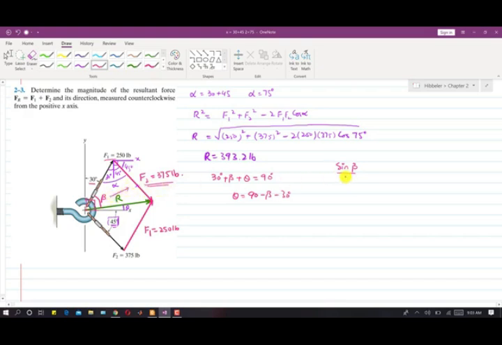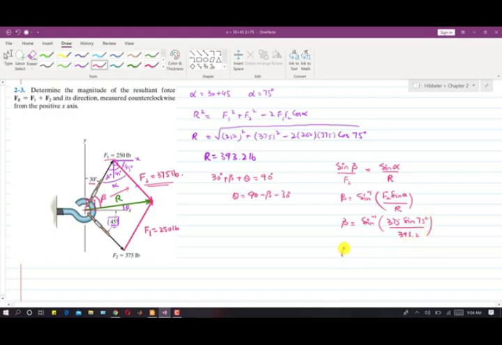So I will divide it by f2 equals to, and let's suppose if I write that sine of alpha, so the opposite, this is sine of alpha, this is alpha, right? So sine of alpha divided by r, right? So this is the opposite side, so I will divide it by the resultant magnitude. So then beta will be equal to sine inverse f2 sine of alpha divided by r. So beta will be equal to sine inverse, and f2 is 375 sine of 75 degrees divided by 393.2, right?